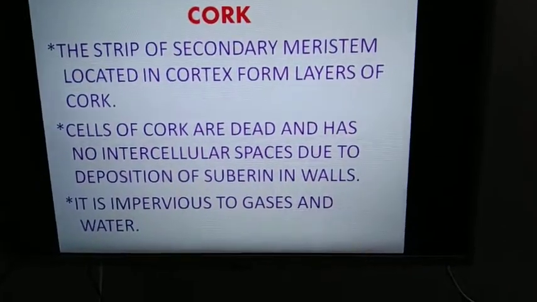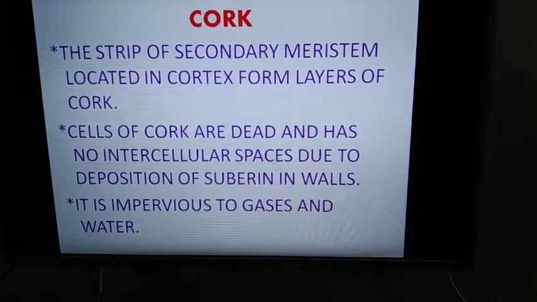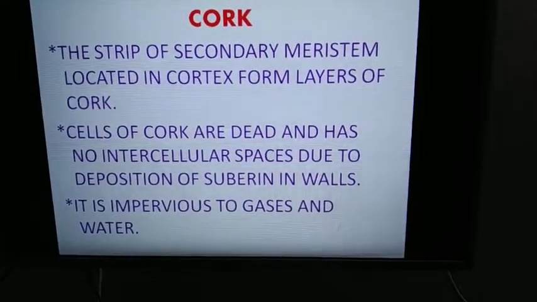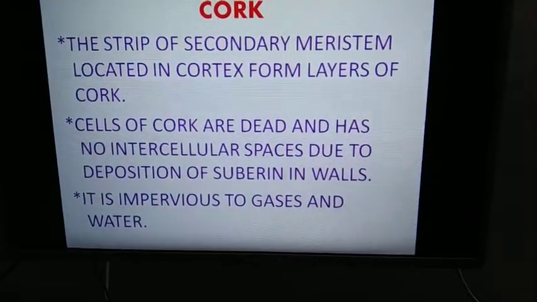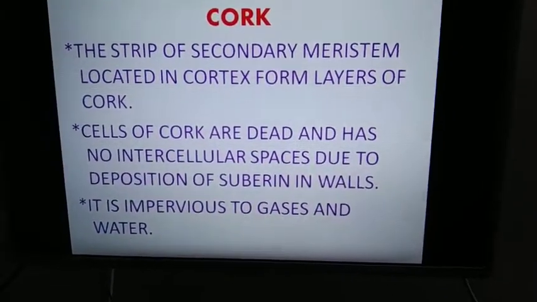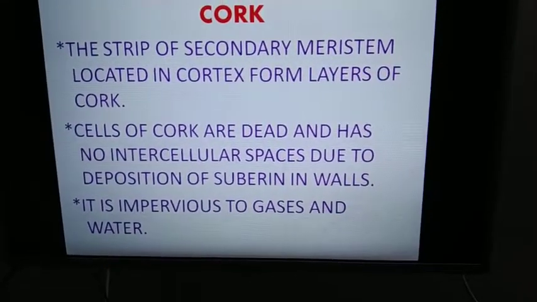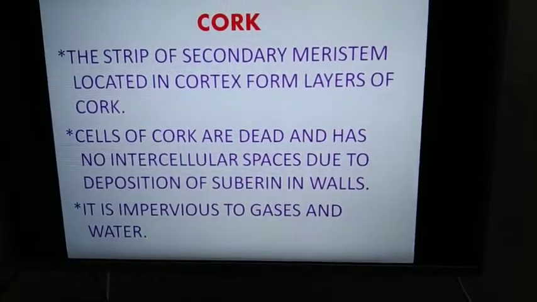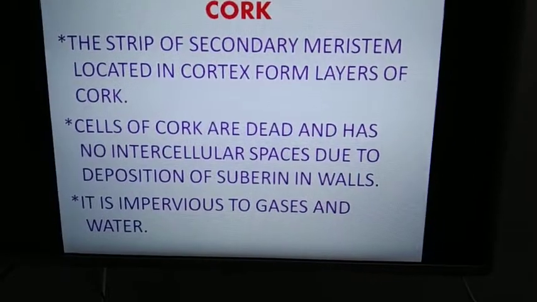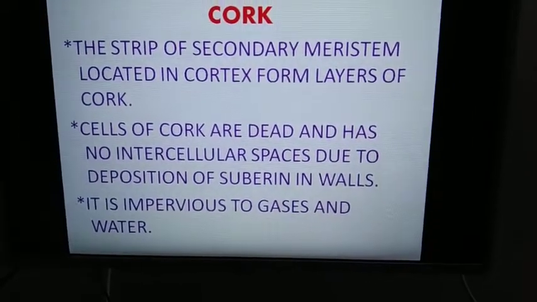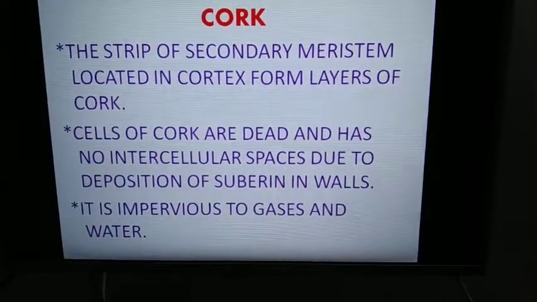Next comes the cork. The strip of secondary meristem located in the cortex forms layers of cells. We can see it in the outer layer of the branch of a tree. In a young stem, cells of cork are dead and have no intercellular space. It is also like sclerenchyma, but in cork there is a deposition of suberin in the cell walls, and cork is very impervious to gases and water.